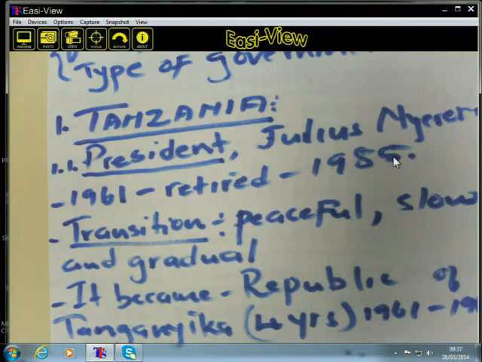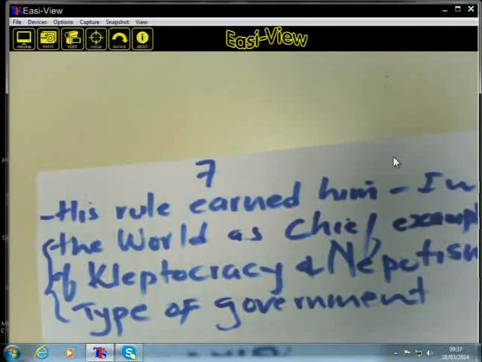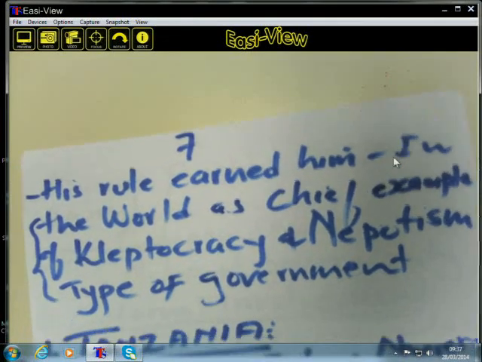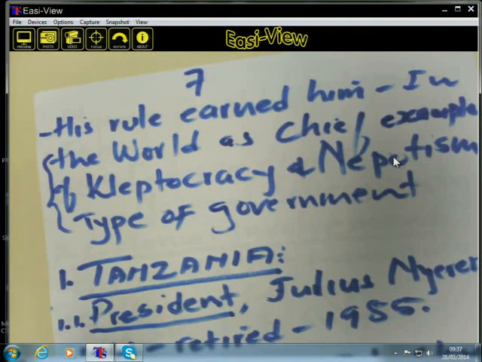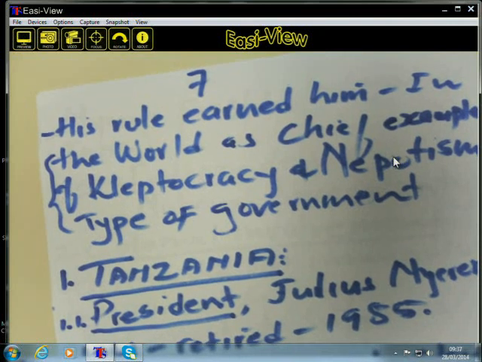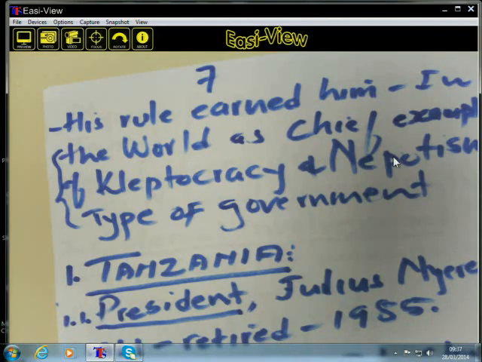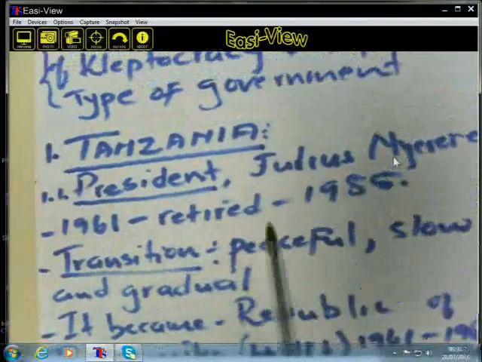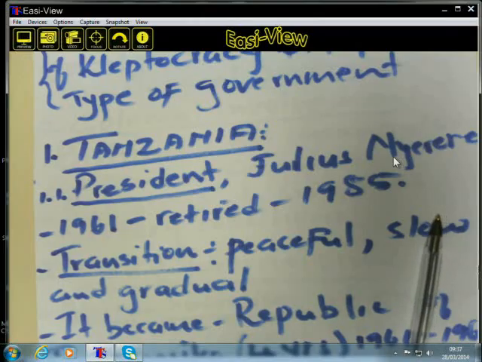So in Tanzania, as I've indicated, the president was Julius Nyerere. There was not a lot of political instability among the leaders, like it happened in Congo, where Congo was even divided into 4. In this regard, President Julius Nyerere ruled from 1961 up until he retired. That was in 1985. He ruled Tanzania.